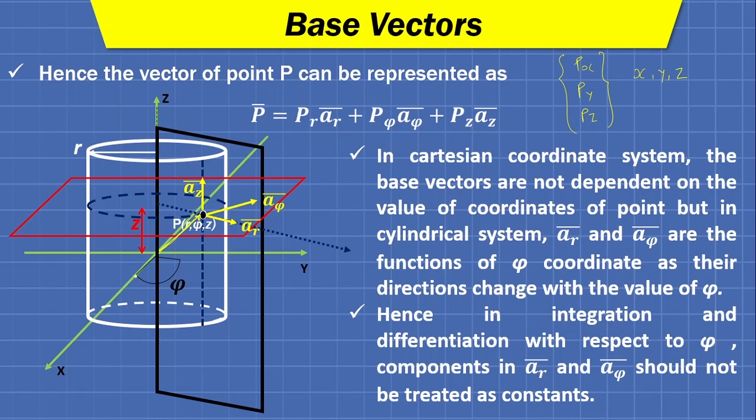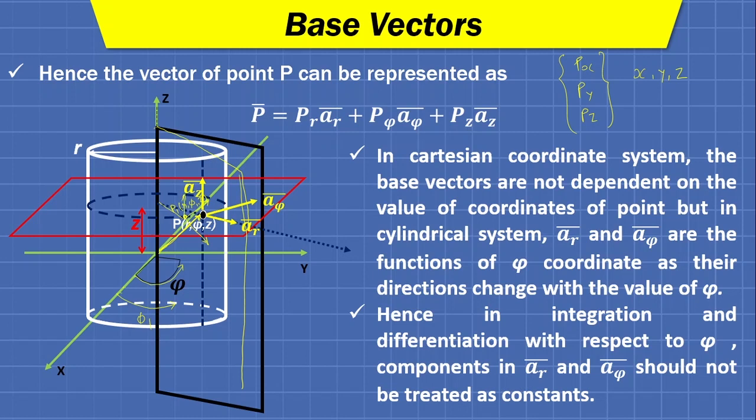But it is not the case in the cylindrical system. Fine, because as the angle changes, the direction of AR changes. Say we have some smaller angle over here, so the point of interest will shift quite outwards. Now this will be some another point P1 with R phi 1 z, making angle phi 1 over here. So now for this point, the direction of AR will be like this, direction of A phi will be like this, and AZ will be this.